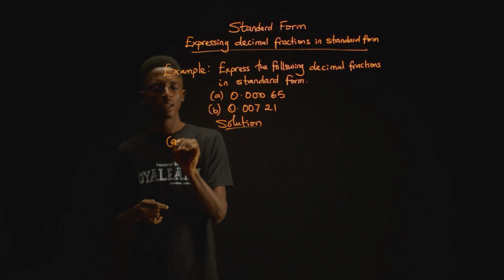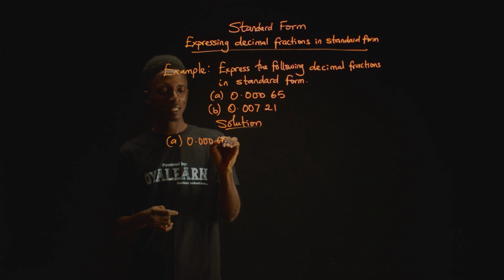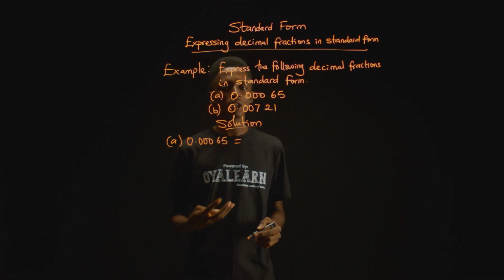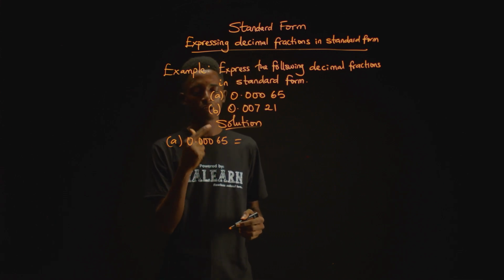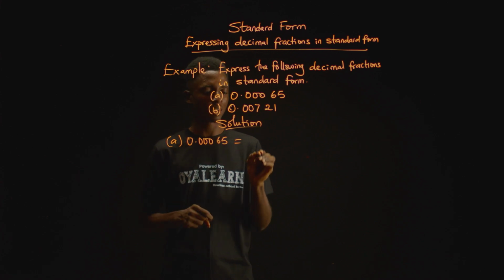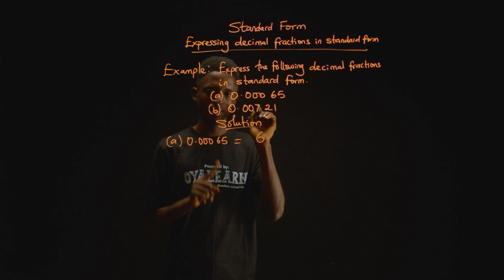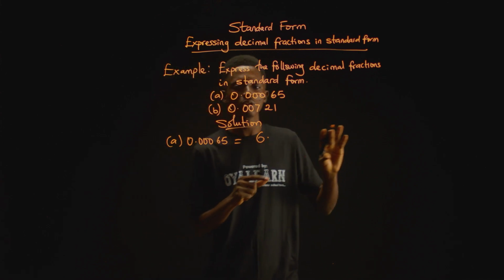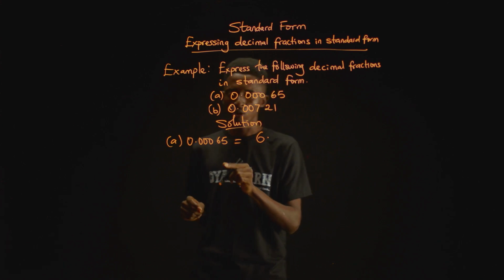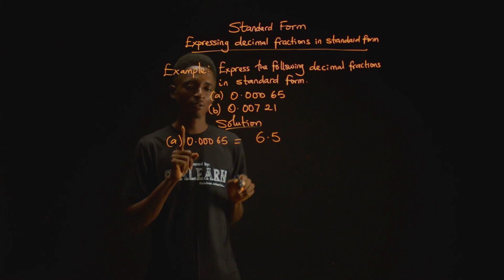So for A, we have 0.00065. So in the other video, we had just one non-zero number, but now we have two. To express this, we'll identify the first non-zero, and that is 6. And then we'll put a decimal point, and then the other digits that follow this first non-zero will come. So since we have 5, we then put it as 6.5.